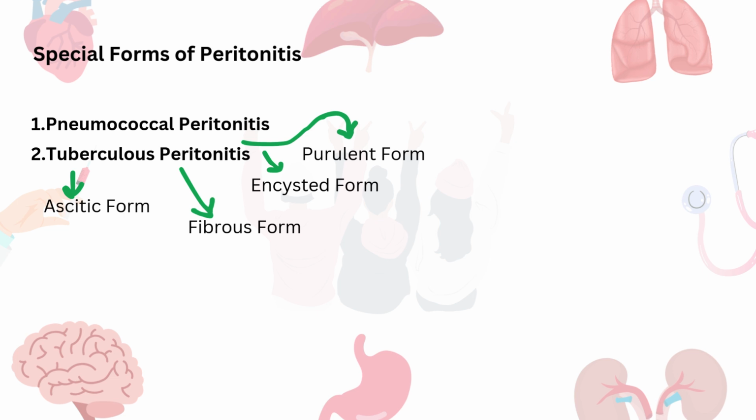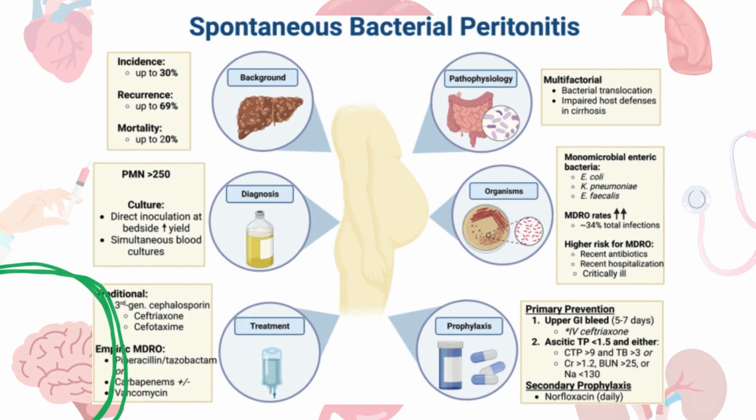And then we have the tuberculous peritonitis, and it can occur in acute or chronic forms. There could be the clinical features of abdominal pain, fever, night sweats, etc. The three different types of the tuberculous peritonitis would be ascitic form, encysted form, and the fibrous form.